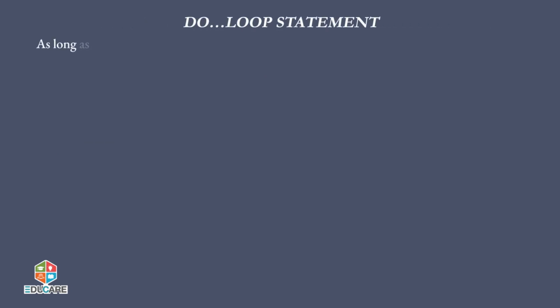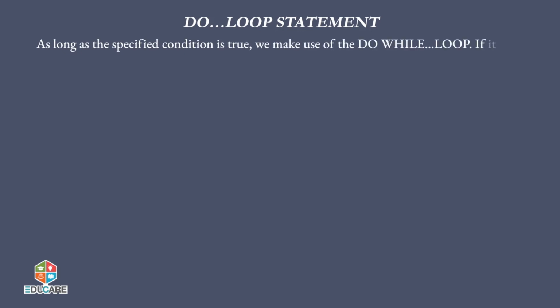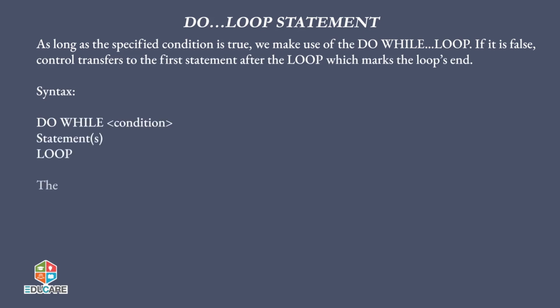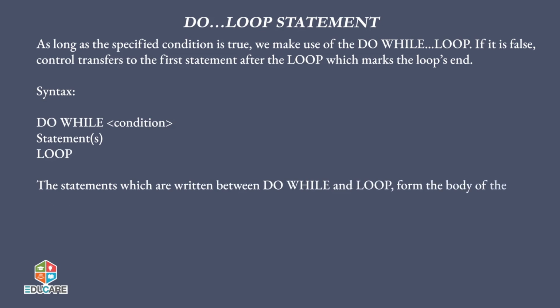Do while loop. As long as a specified condition is true, we make use of the do while loop. If it is false, control transfers to the first statement after the loop, which marks the loop's end. Syntax: do while condition, statements, loop. The statements which are written between do while and loop form the body of the loop.